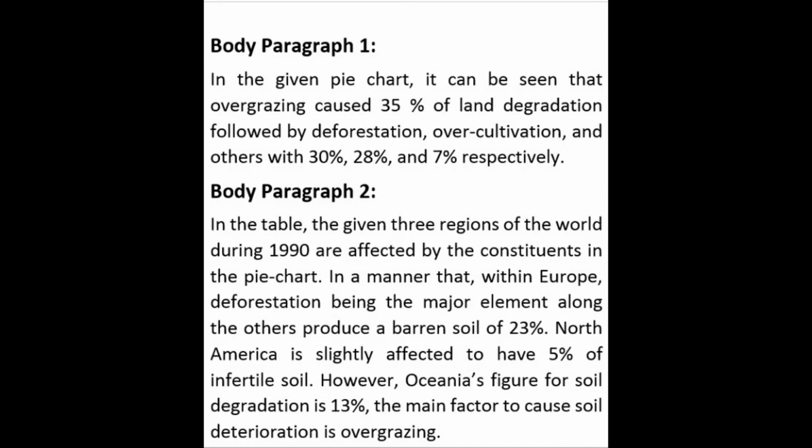Now we have body paragraph 1. In the given pie chart, it can be seen that overgrazing caused 35% of land degradation, followed by deforestation, overcultivation, and others with 30%, 28%, and 7% respectively.